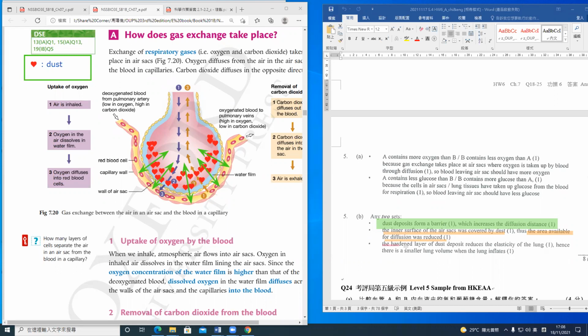Third point, the hardened layer of dust deposit can reduce the elasticity of the lung. That means when you have lots of hardened dust, the lung becomes less elastic, so the lung cannot be inflated to a great volume. Okay, if you have any question, you can ask me.